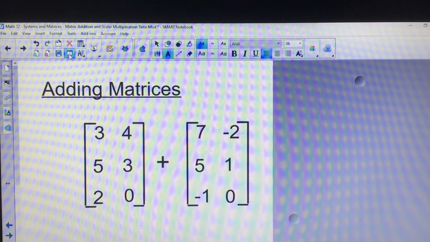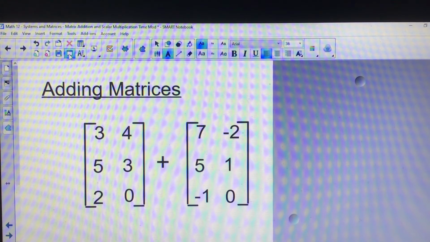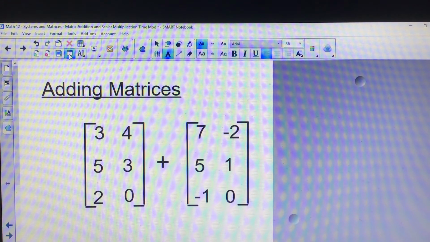So here I have 2 matrices. The first one is now 3 by 2, and the second one is 3 by 2. So once again, I check to make sure they're the same size. Once I know they're the same size, all I have to do is add their corresponding entries. I'm going to get, for my answer matrix, another 3 by 2 matrix. And what entries is it going to have? It's just going to have the entries of these added together.